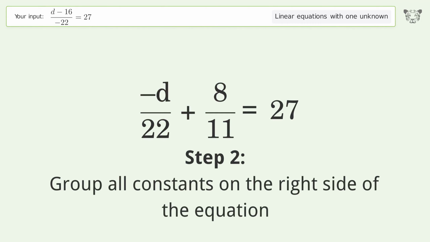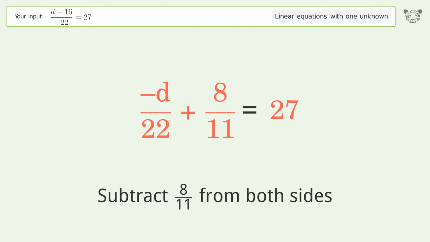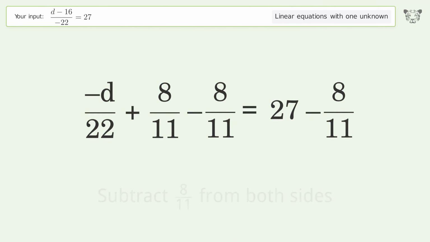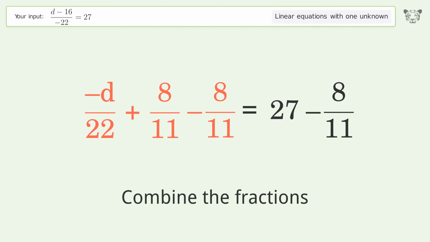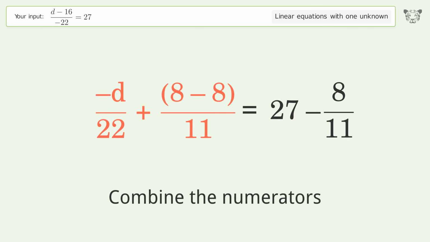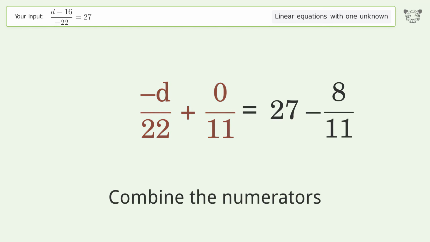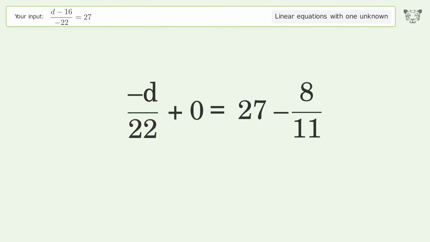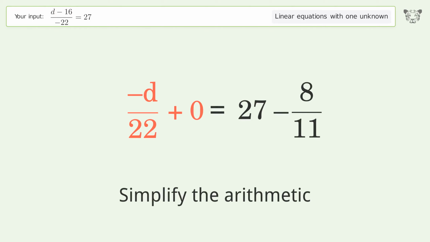Group all constants on the right side of the equation. Subtract 8/11 from both sides. Combine the fractions. Combine the numerators. Reduce the zero numerator. Simplify the arithmetic.